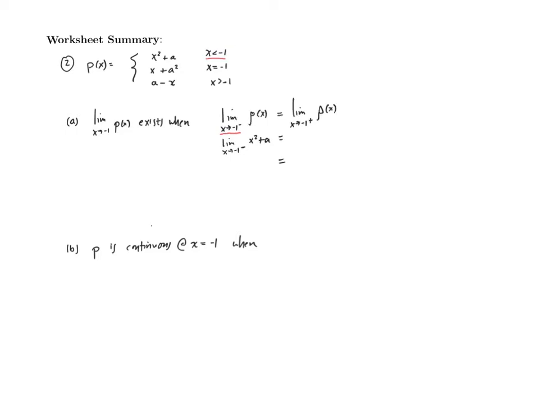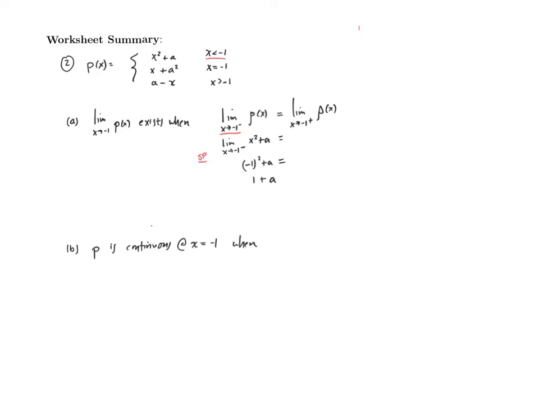This function we are taking the limit of is a polynomial, and the substitution property tells us we can simply substitute in that minus 1. And once again, we should always justify the substitution property, so I'm just going to write a little SP to the side, indicating that we are applying the substitution property. And this will become minus 1 squared plus a, which is really 1 plus a.